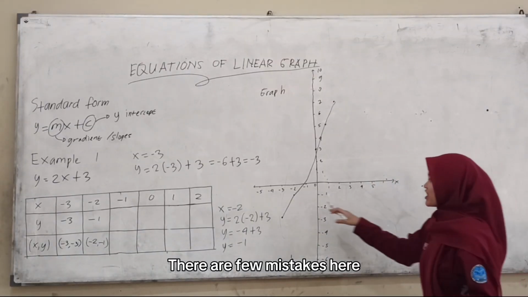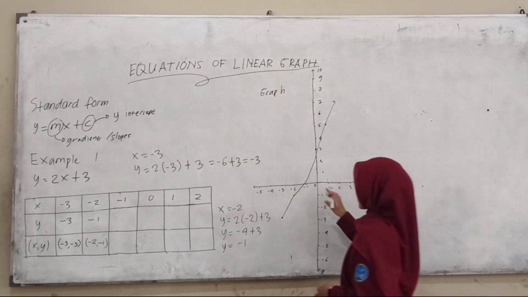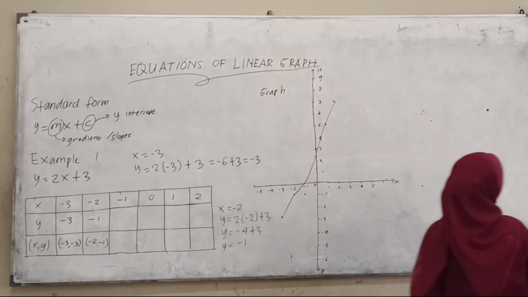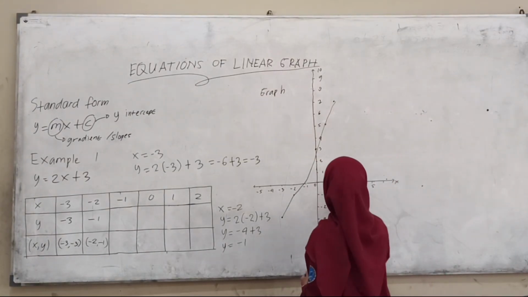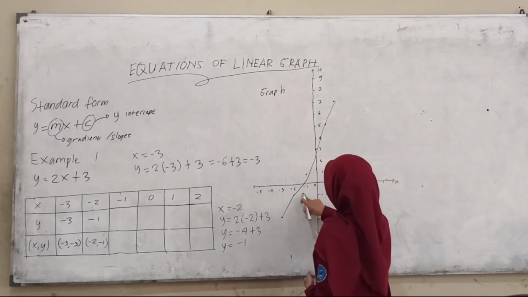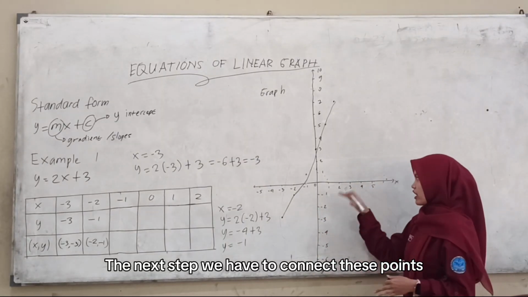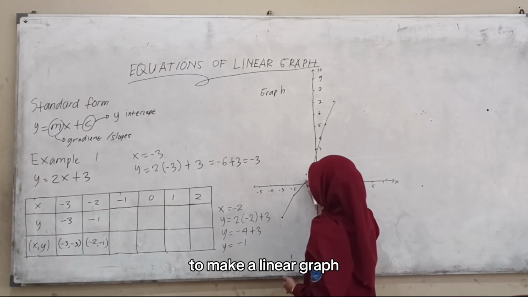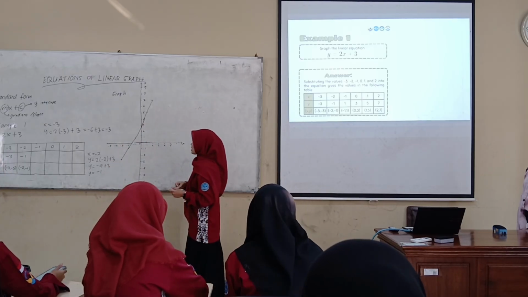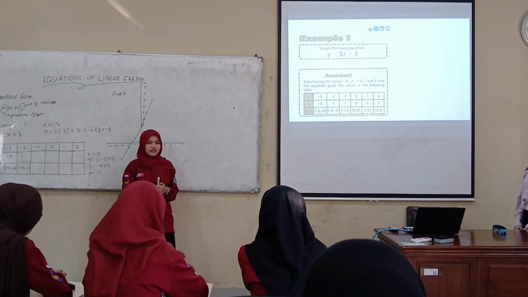There are a few mistakes here. So the points of -1 and 1 will be here, and the point of -2, I'm sorry, the point of -1 will be here. Okay. And the next step, we have to connect these points to make a linear graph. Okay, so there is our graph here. But thank you to Nisa for volunteering. Please give an applause for Nisa.